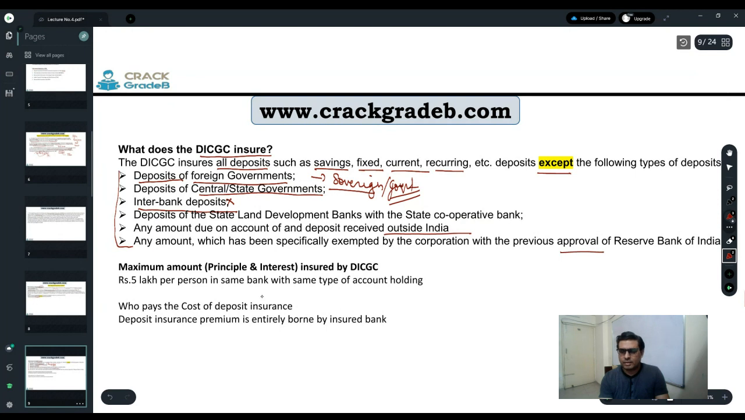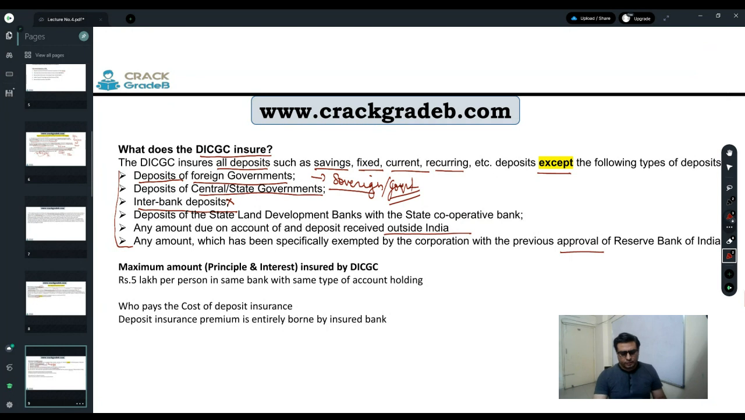It already has the approval of the Reserve Bank of India, so it is not required to be secured. How can the question be asked? Generally, the question is asked in the objective type, and they will ask you which of the following is not insured by the DICGC, right?